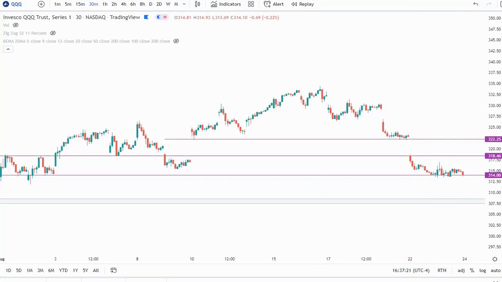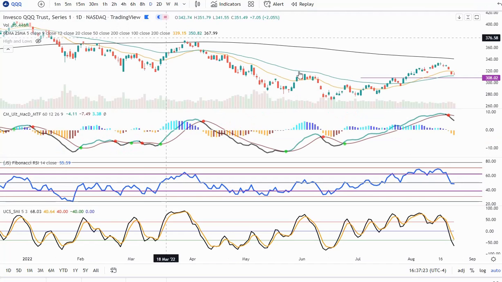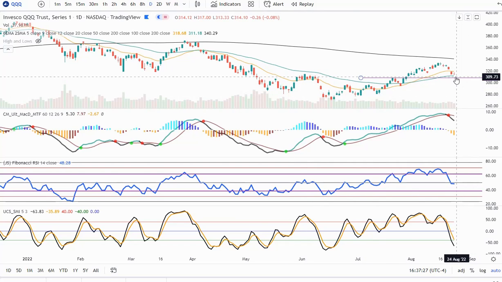If we look at the daily chart of QQQ, just to get an idea of what's happening on a broader time frame, we see that it's currently trapped between the daily 20 and 50 EMA. It's closed below the 20, but the 50 is still holding. So this is an important level, the 50 area, because if it closes below, then both the moving averages could start to roll over and move to the downside. So obviously that would not be ideal for a bull scenario.